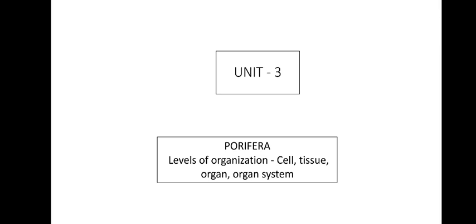Hi everyone, I'm Kavita, and in today's session we are going to understand the levels of organization in animals. Different levels of organization are cell, tissue, organ and organ system.